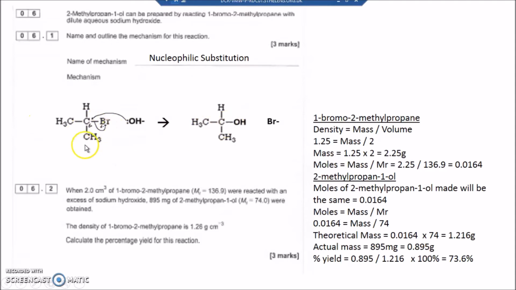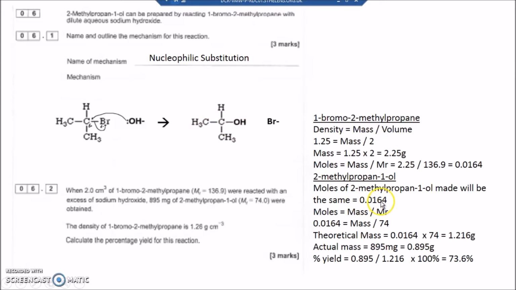So the equation tells me the molar quantities. After all, it's just a recipe with amounts in moles. 1 mole of this makes 1 mole of this. Have I got 1 mole of this? No, I've got 0.0164 moles of the 1-bromo-2-methyl propane. 1 mole would make 1 mole, so 0.0164 moles of this will make 0.0164 moles of my product, 2-methyl propan-1-ol. So now I know how many moles of 2-methyl propan-1-ol I've got.